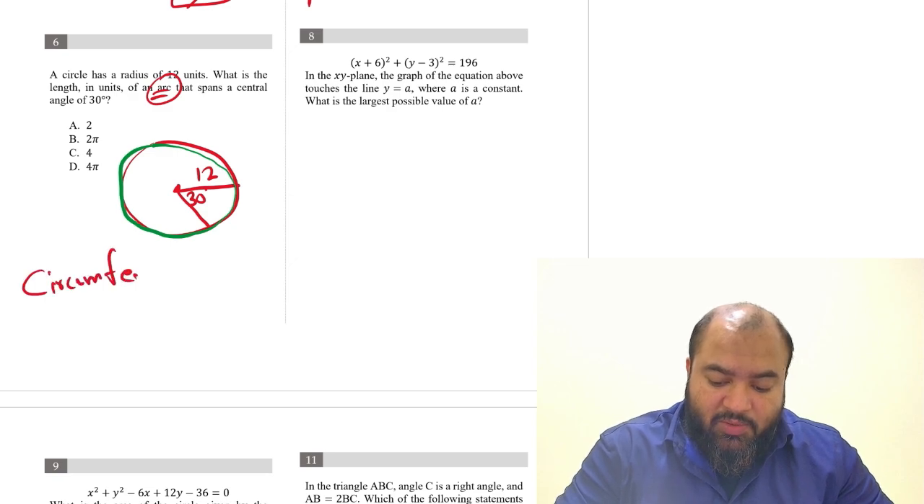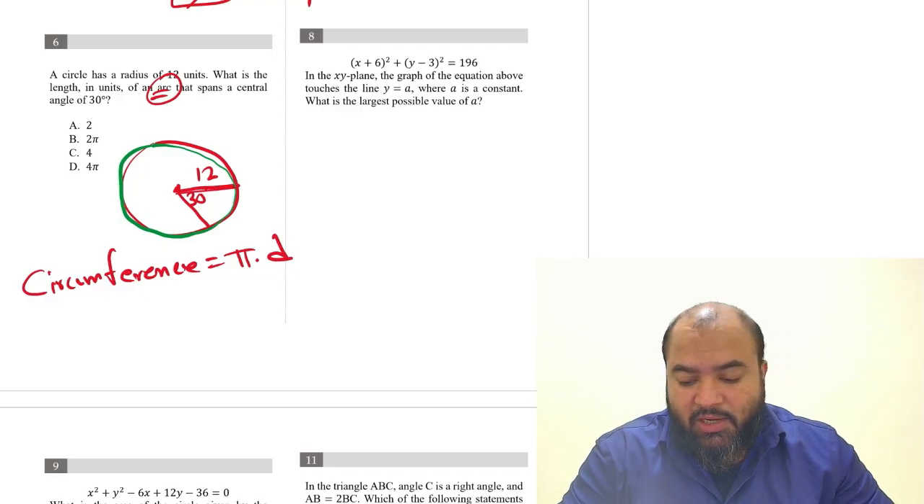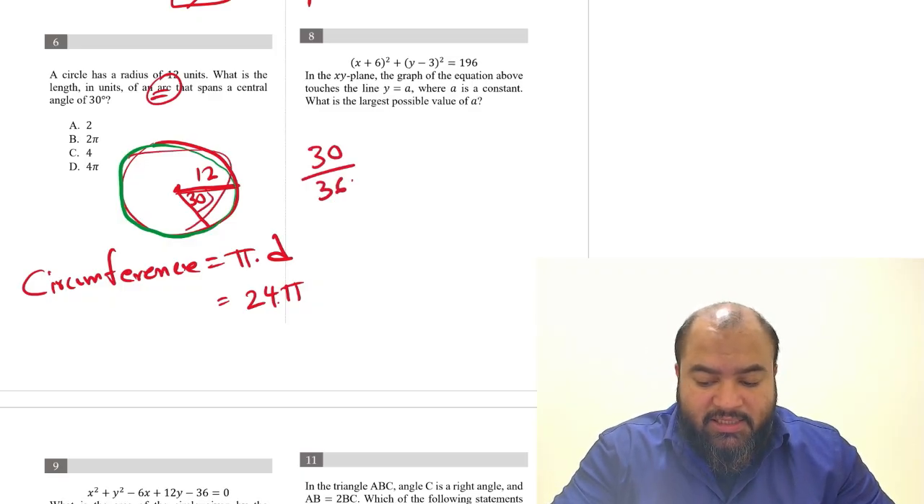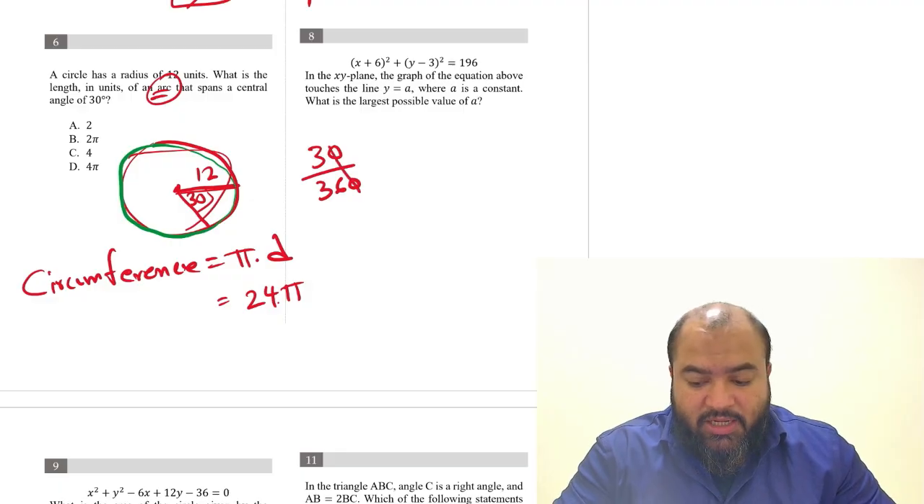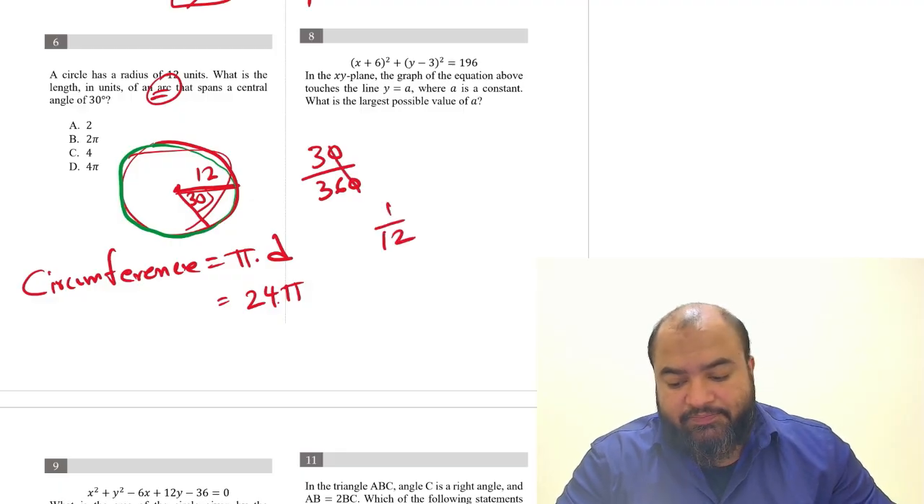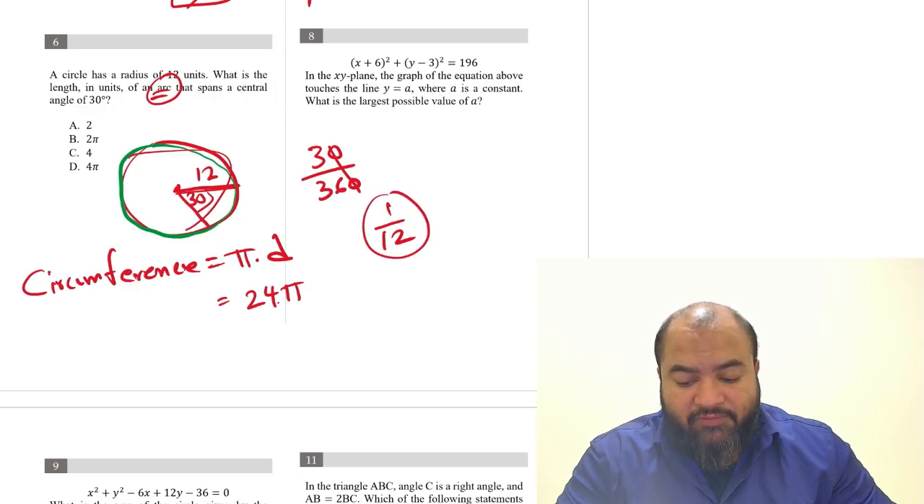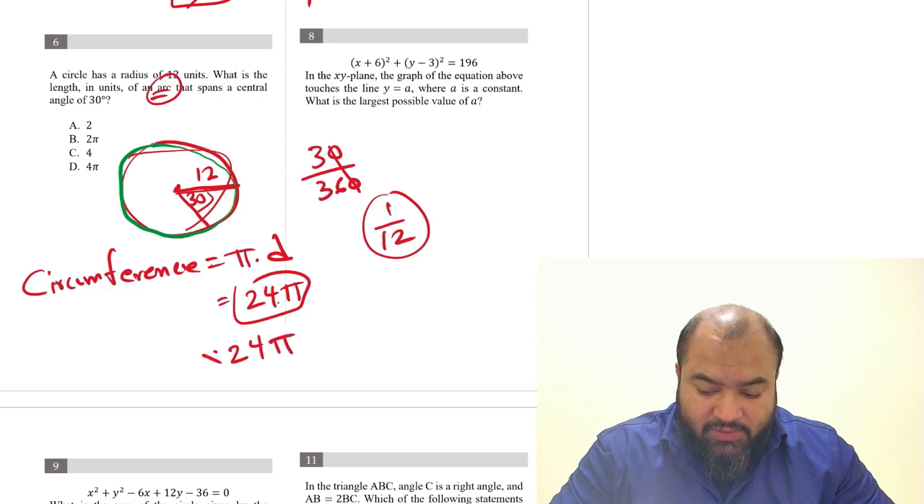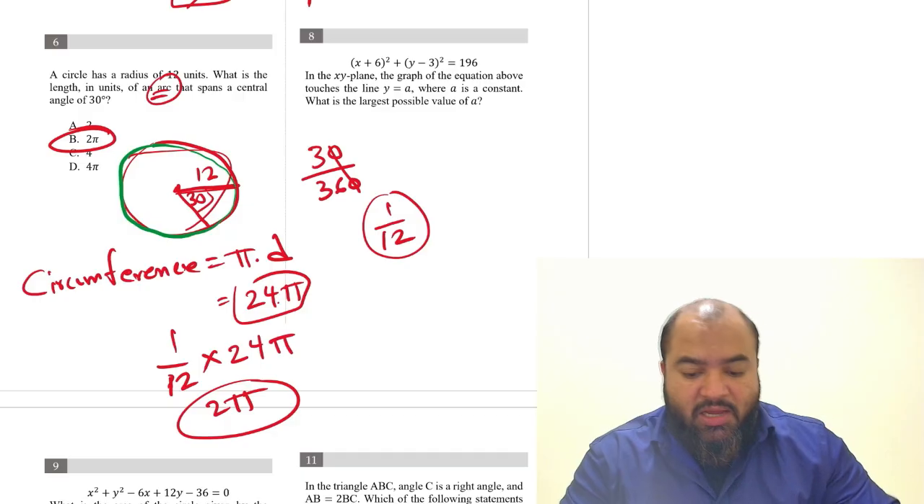Circumference, you remember the formula? Pi times the diameter. So radius is 12, diameter would be 24. So 24 times pi. That's the full circle. But they wanted 30 degrees. Well, 30 degrees out of 360 is what fraction? It's actually 1/12th, right? 1/12th of the circumference. So 24 pi, I'm going to multiply it by 1/12th. That's 2 pi. So the answer is B.